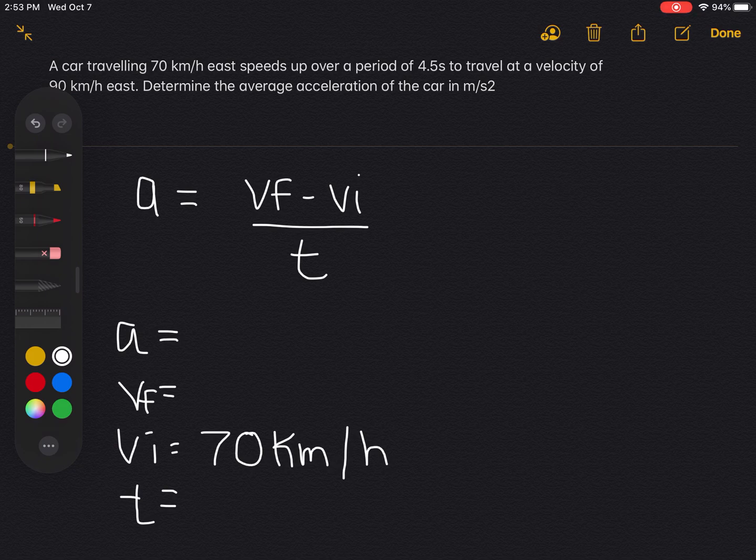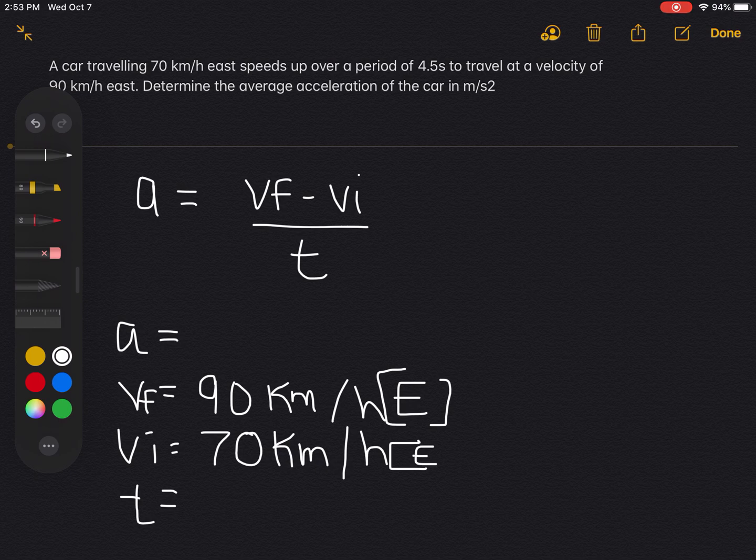Then they were speeding up to a velocity of 90 kilometers an hour east. Make sure you put the east in there, because I forgot to. And then our time, it says 4.5 seconds is how long it took. So that would be our time. Okay, so we've got all those pieces. It's saying determine the average acceleration. That's what that A is. So we need to plug all these pieces of information in our formula, and we can solve for our A.